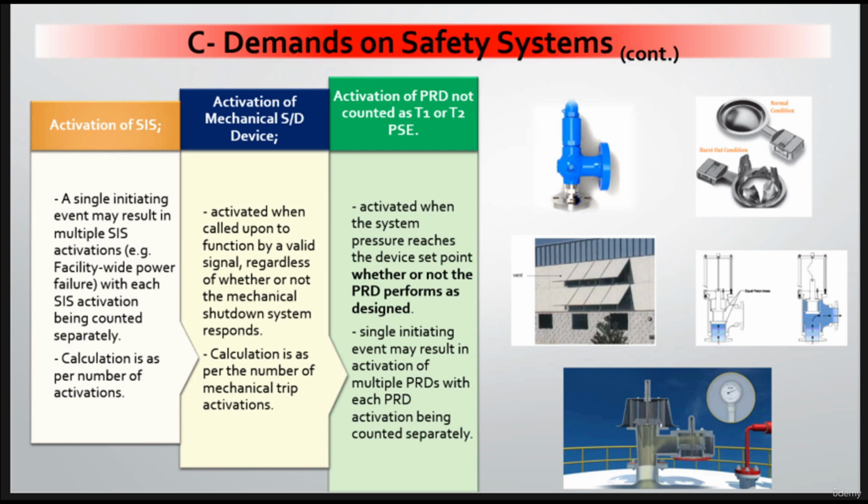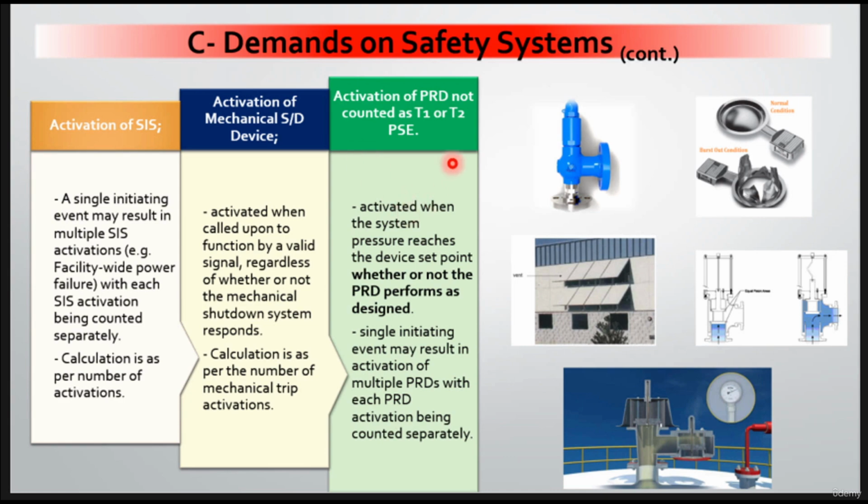Okay? And the mechanical shutdown system activation, which is configured for equipment protection and no LOPC function, shouldn't be counted, of course, as a Tier 3 process safety event. Okay? And the calculation should be done as per the number of mechanical trip activations. Okay, the last category here will be the activation of pressure relief device, not counted as a Tier 1 or Tier 2 process safety event.